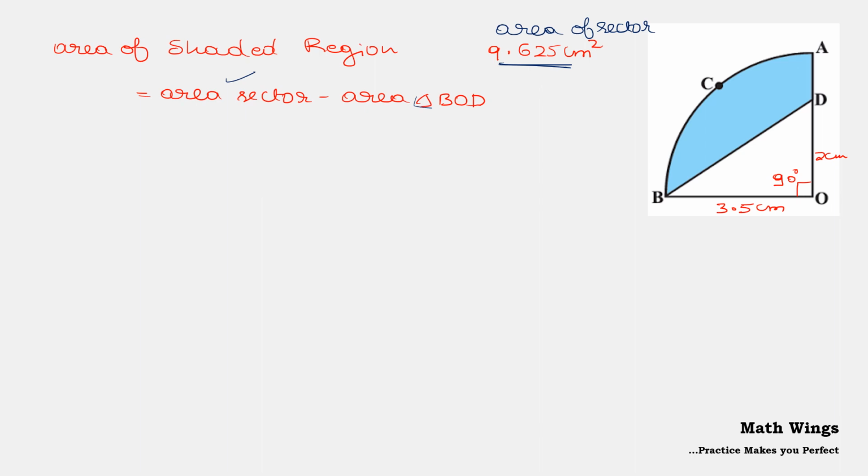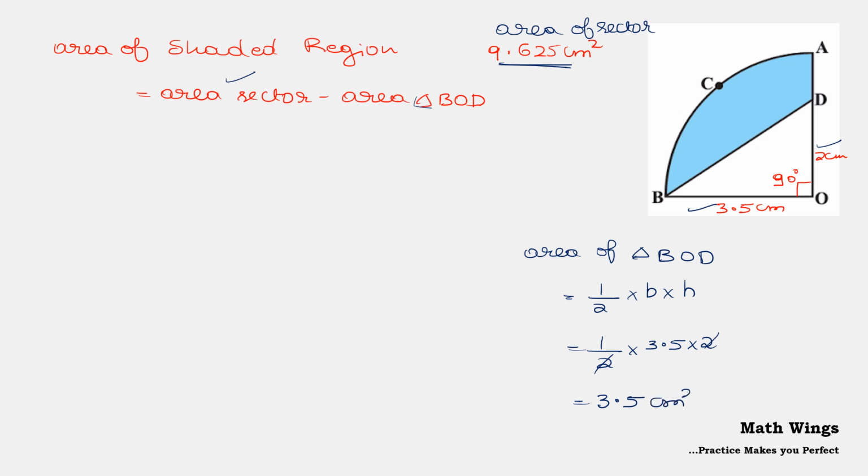What's the area of BOD now? Area of BOD we can get directly, right? Because we have a right angle triangle, and we also have the base and height. Therefore, area of triangle BOD is equal to half into base into height. So what is the base and height here? Half into 3.5 into height is 2. So I can cancel 2 and 2 over here. The area of triangle BOD is equal to 3.5. What's the unit? Centimeter square.